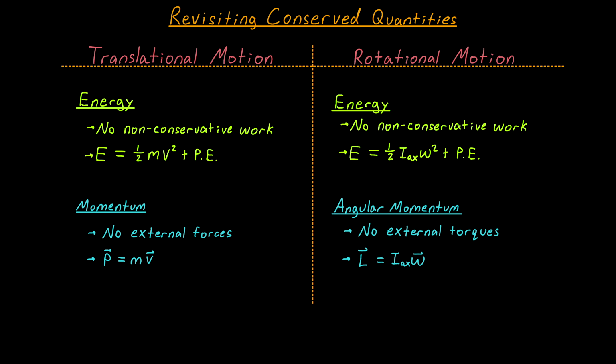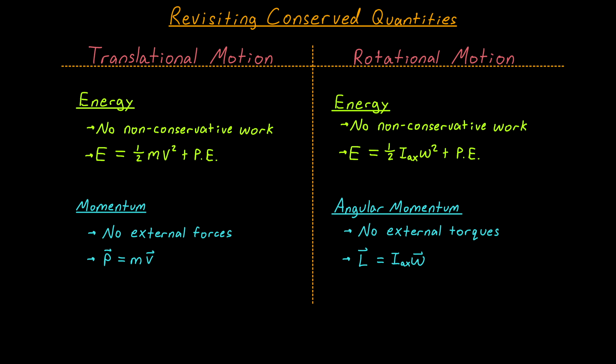Well, conservation of energy works in practically the same way, except now the kinetic energy of our system, instead of being 1/2 mv squared, is replaced by this new quantity, 1/2 I omega squared, where I is the moment of inertia. It's basically the analog of mass for rotating systems, and the subscript ax here just means it's the moment of inertia with respect to whichever axis the object is rotating around. And omega is its rotational velocity, so obviously the rotational analog of velocity.